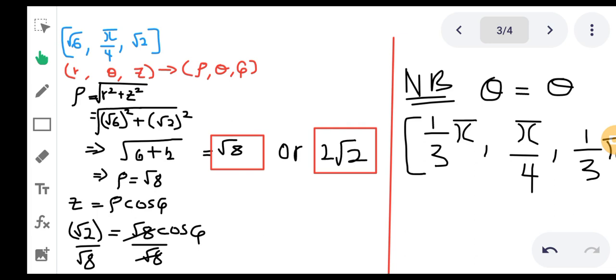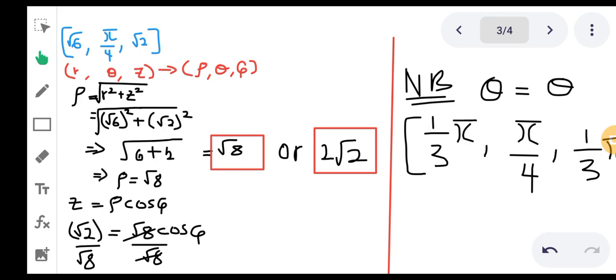But remember, theta is the same. When converting from cylindrical coordinates to spherical coordinates, your theta remains the same. It doesn't change, because you can even see that theta is here, and it is also in the middle here. It is not changing. So the angle here, pi on 4, will be the same in our answer in spherical coordinates. Only the z and r will change. The r will change to rho, and the z will change to phi.